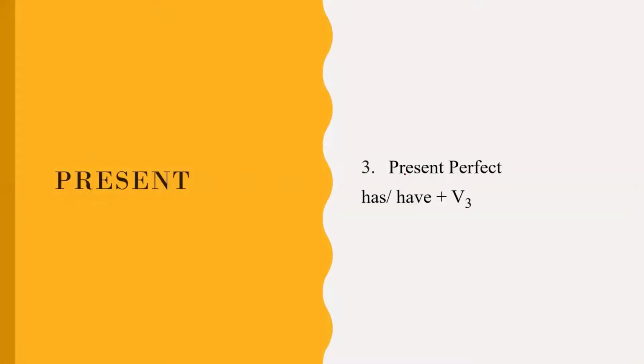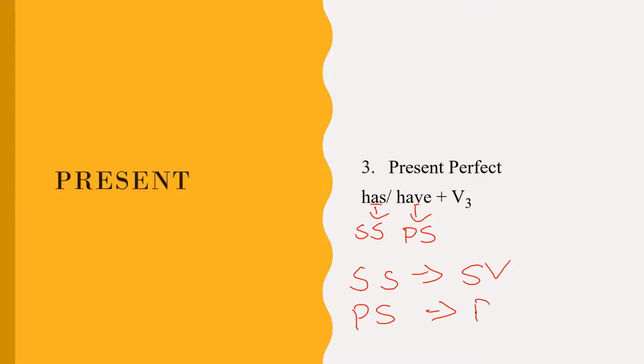Third, present perfect: has or have plus third form of verb. Has is used for singular subjects and have is used for plural subjects. You might also know that for singular subjects, we use a singular verb and for plural subjects, we use a plural verb.